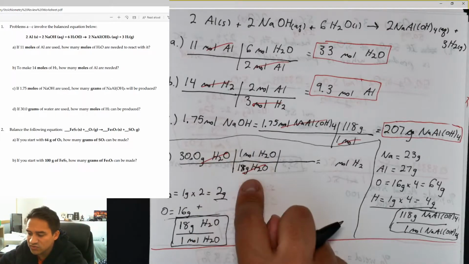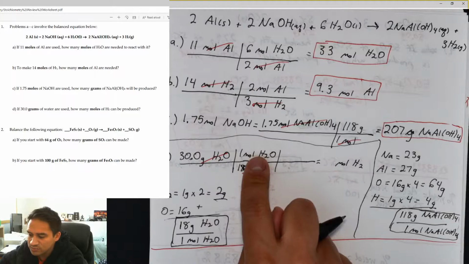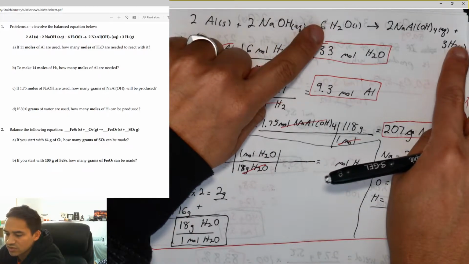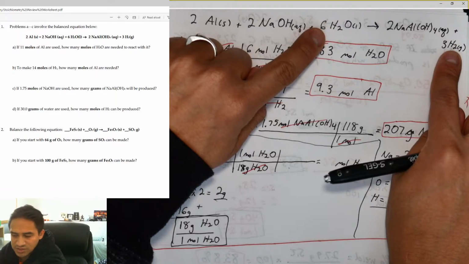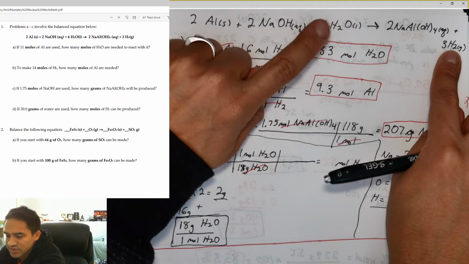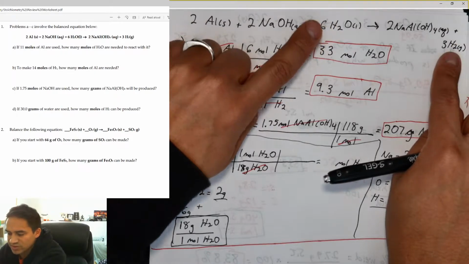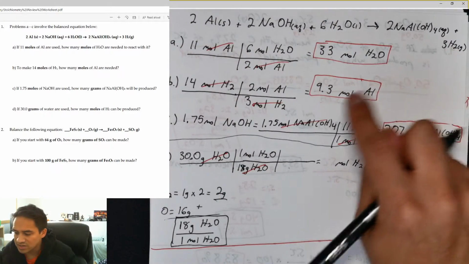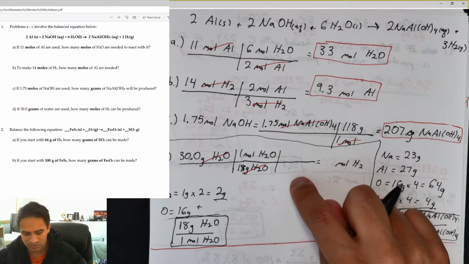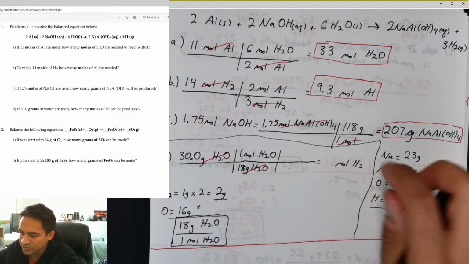So now that we've done this first step, we will have moles of H2O. If we want to go from moles of H2O to moles of H2, we need to look at the mole ratios in the reaction. It's a 6-to-2 ratio. Every 6 moles of H2O, we will make 3 moles of H2. So I'm going to set up that conversion factor here in the next part of my problem, because that will convert moles of H2O into moles of H2.